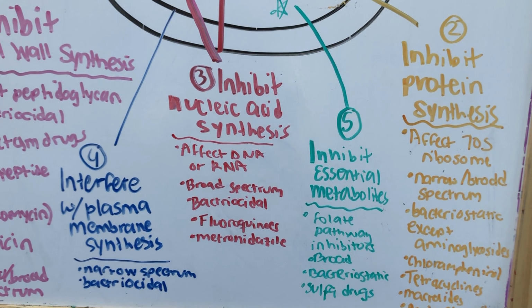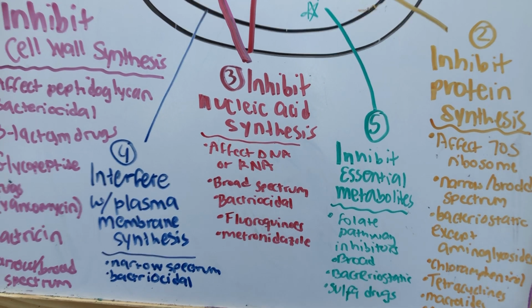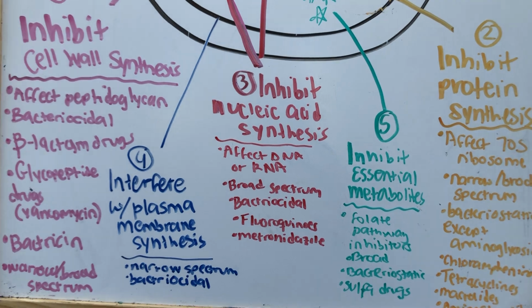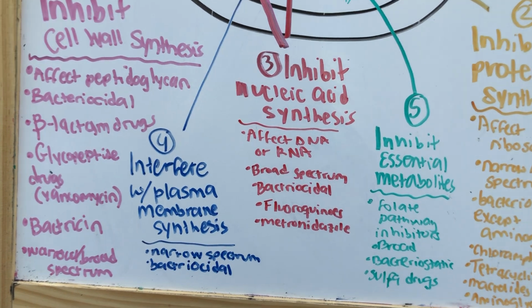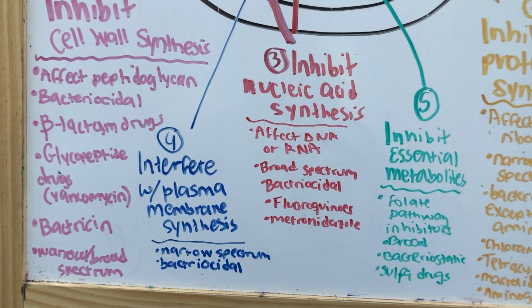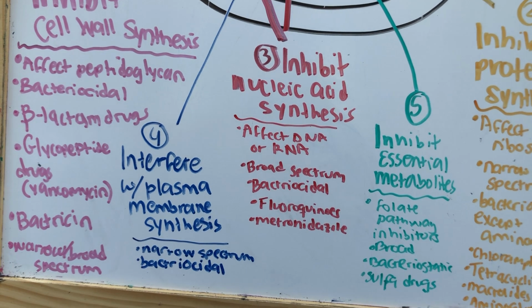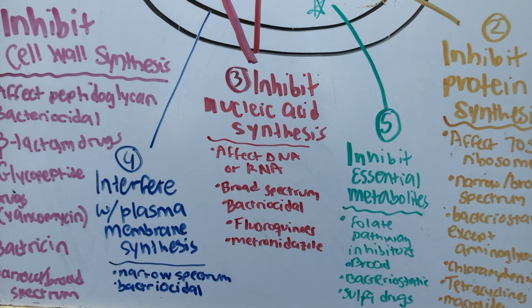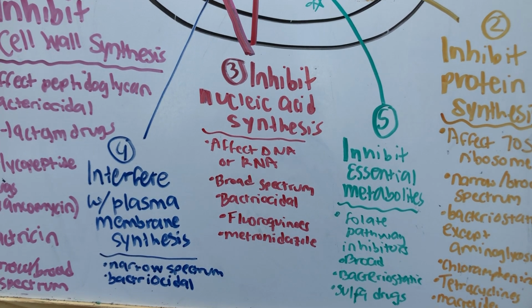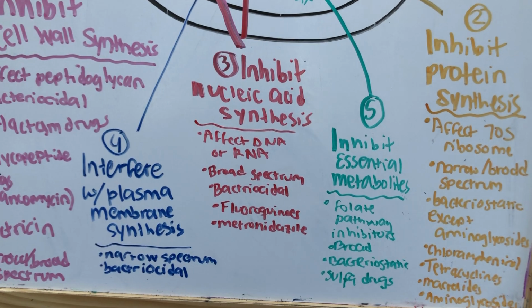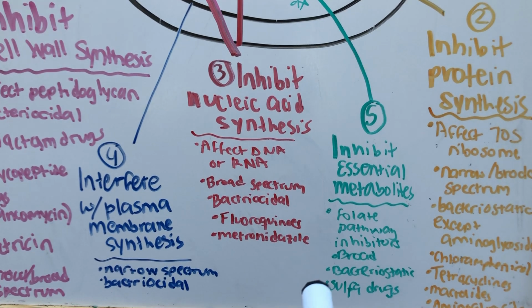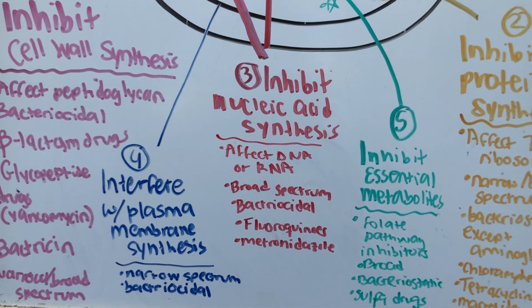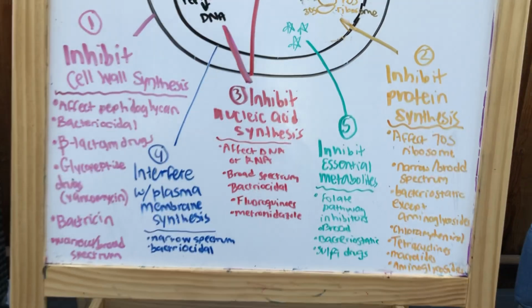So maybe you have someone in a hospital with an infection and you haven't yet determined if they have a gram-positive or gram-negative infection. So you prescribe them drugs that inhibit nucleic acid synthesis because they target both. They're bactericidal, meaning they kill bacteria, and examples of these are fluoroquinolones and metronidazole. I misspelled fluoroquinolones here, but you can look up your lecture to see how it's spelled.